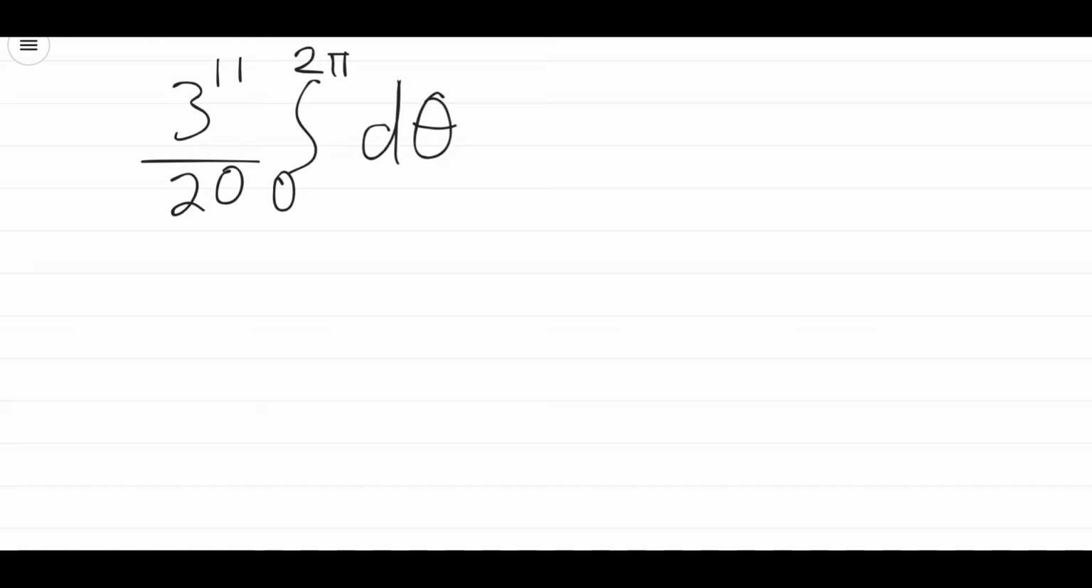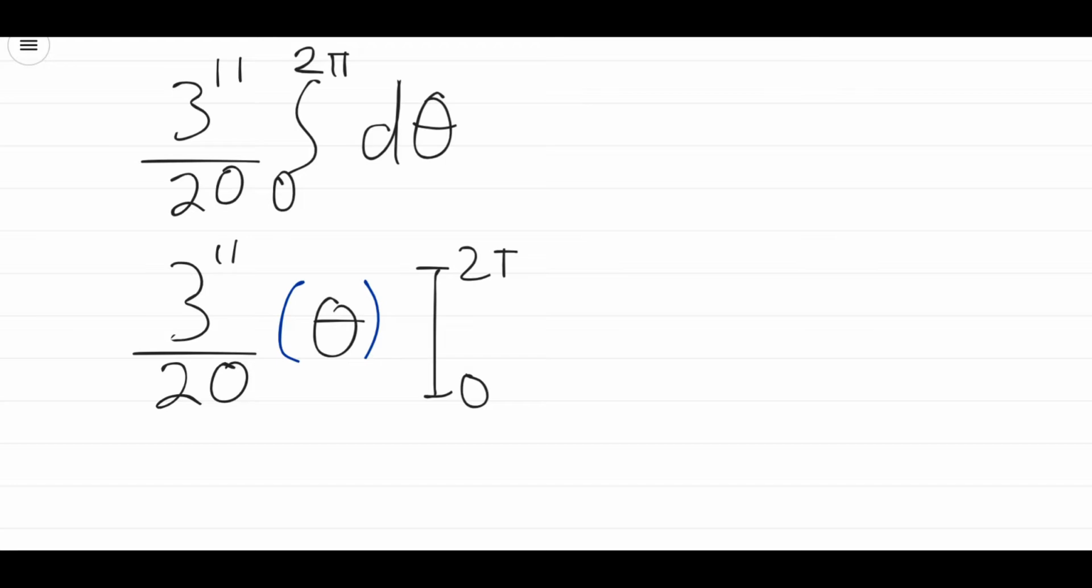So now let's integrate. We're going to integrate with respect to theta. So we have a constant of 3 to the 11th power divided by 20, and we have an integral from 0 to 2 pi. We don't have any other terms with theta, so we're just left with d theta. When we integrate this, we get 3 to the 11th over 20 times the integral of d theta, which is just theta from 0 to 2 pi.